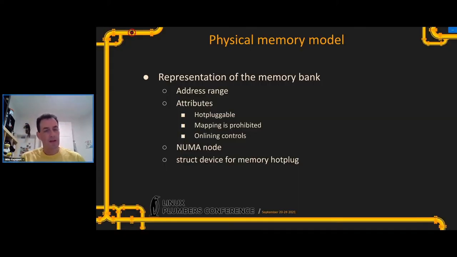So my thoughts about how we would model the physical memory is pretty much what we have in one way or another in either the resource tree or memblock or memory blocks of the memory hotplug. We have a representation of a memory bank that has an address range. It has some attributes, like hot pluggable, or that maybe it cannot be mapped into the kernel address space. It may be online or offline in some particular mode, or it could have a NUMA node assignment in the systems that support it. And for memory hotplug, we need a struct device to give the user the ability to see the memory bank in sysfs. And I don't think it will go away soon because we don't break user space.